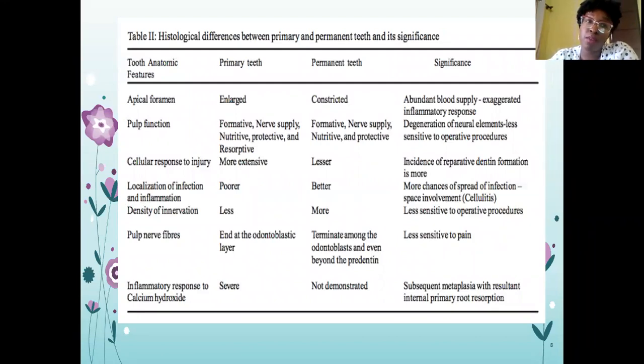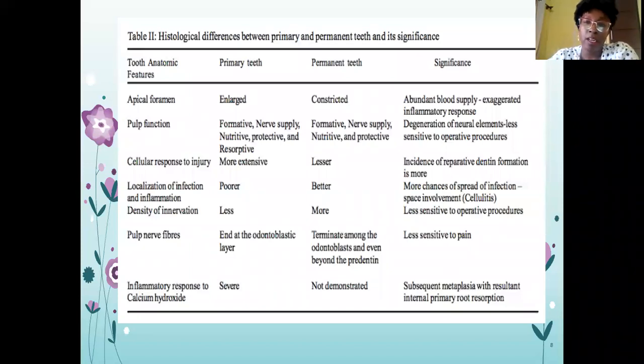The cellular response to injury is more extensive in primary teeth. So the incidence of reparative dentin formation is more. When it comes to infection and inflammation, localization is poorer in primary teeth. So that's why in children you'll see more chances of cellulitis and abscess formation, which is a bit more rare in permanent teeth. So there's less innervation.